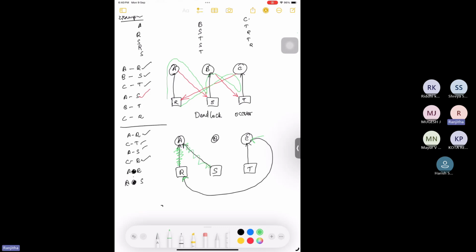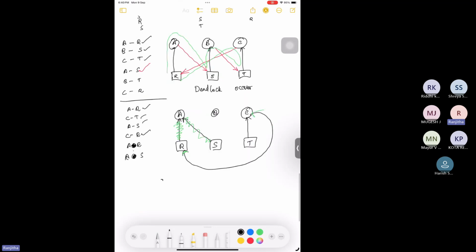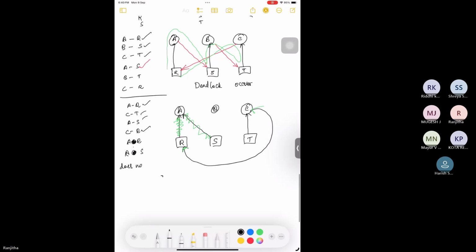So now do we have any cycle? There is no cycle also. Whatever C has asked, C has got also. So this sequence of request and release does not lead to a deadlock. Correct? So deadlock depends on the order in which each process requests the resources. Okay, so hope this is clear.